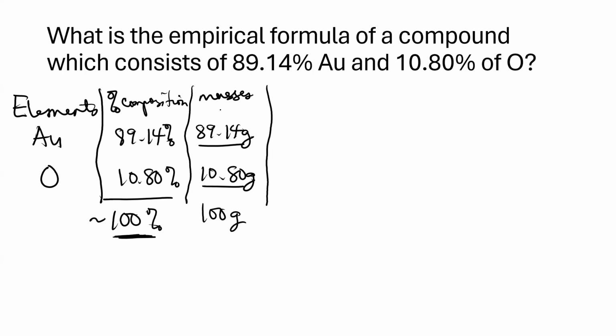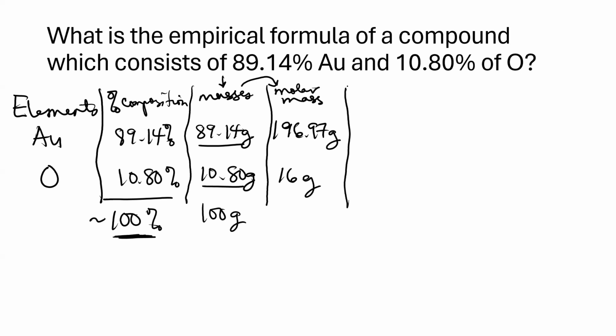Now that we have the masses of the elements in this column, then we can go on with the process like in the previous problem. So what's the next step again? Very good. We need to convert the mass into moles. So we need to divide the masses by the molar mass of each of the elements. For gold, the molar mass is 196.97 grams, and for oxygen, that's 16 grams. Okay, so that's grams per mole.